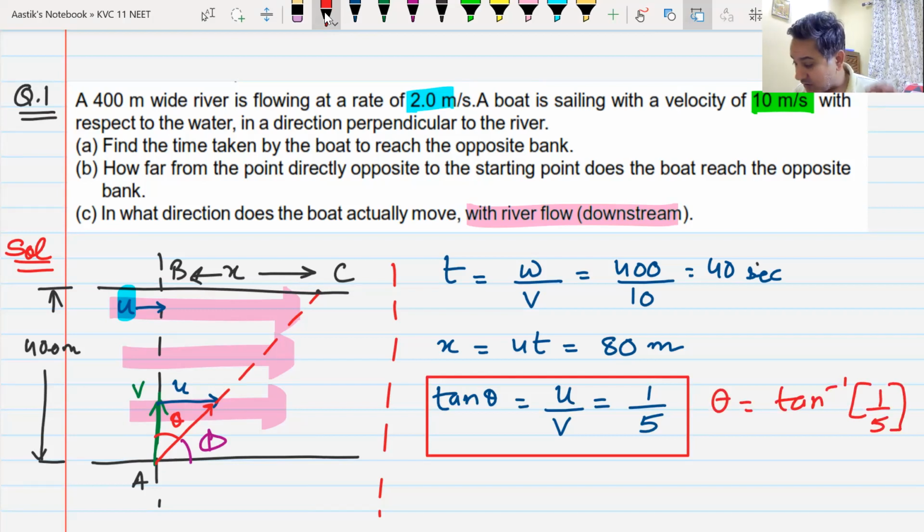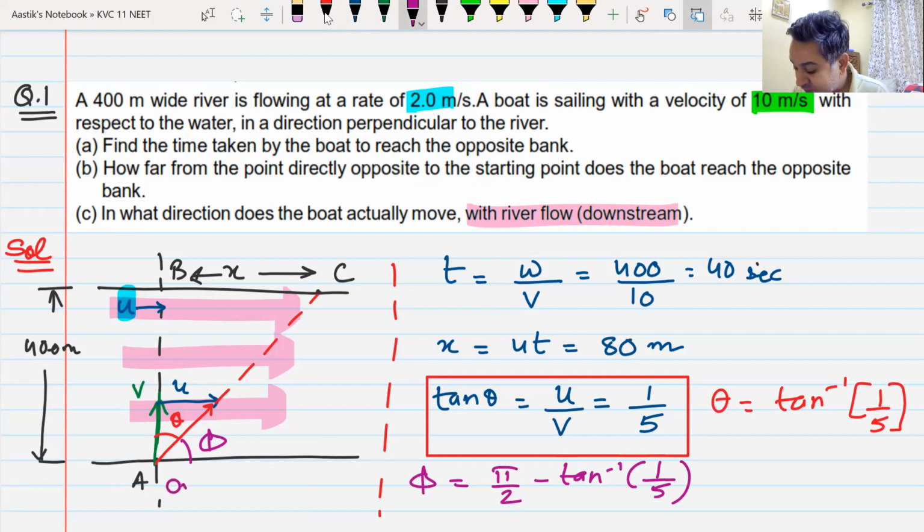But they have not asked us the value of theta. They have asked us the value of phi. So I can write phi as 90 or pi by 2 minus tan inverse 1 by 5. Do we understand this? That is one way of finding it out.